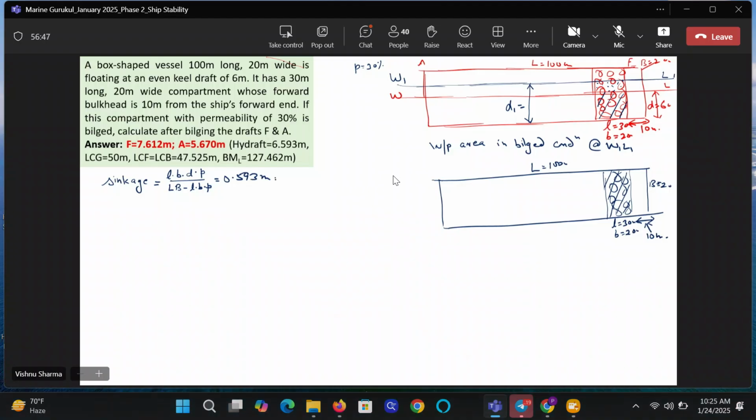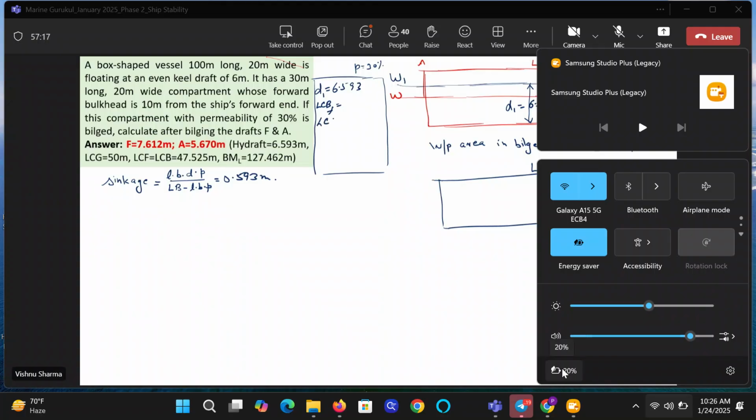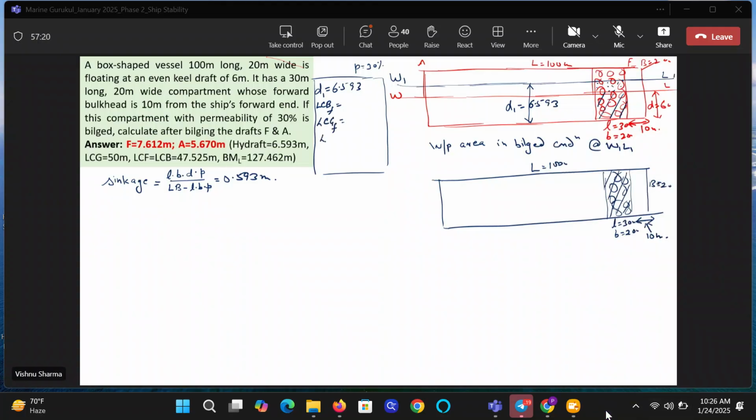Sinkage? Yes or no? Correct, class? Yes, sir. So, one thing we have got, D1 will be 6.593. I'm writing here whatever I need. What all did we decide with the formula? We'll need in the bilged condition LCB. We'll need in the bilged condition LCG. We'll need in the bilged condition LCF. And we'll need in the bilged condition BML.